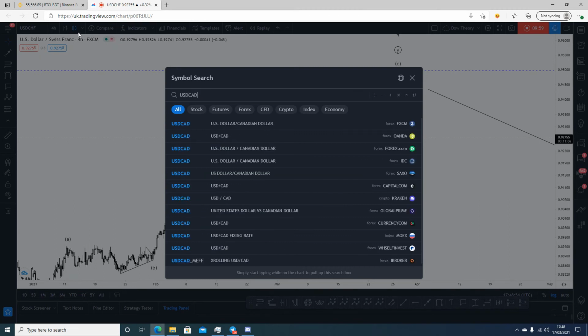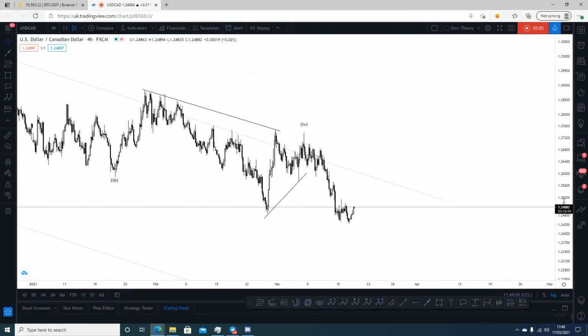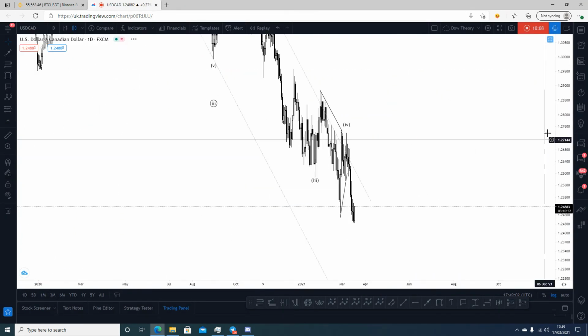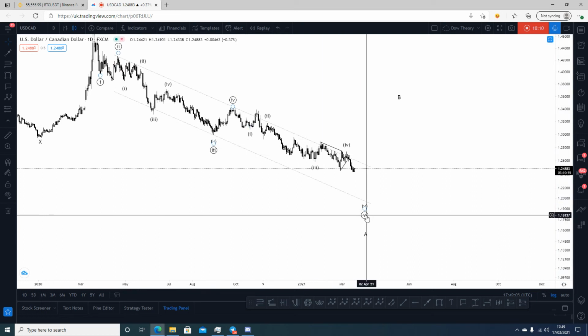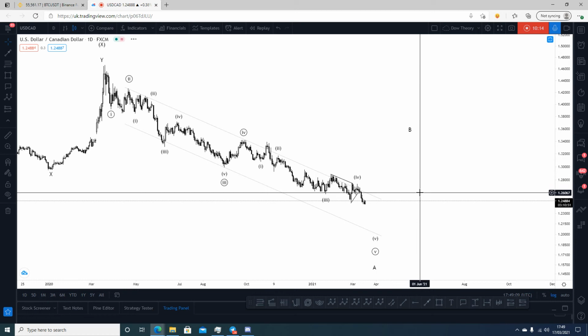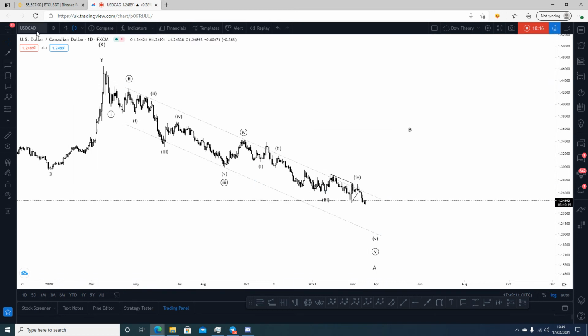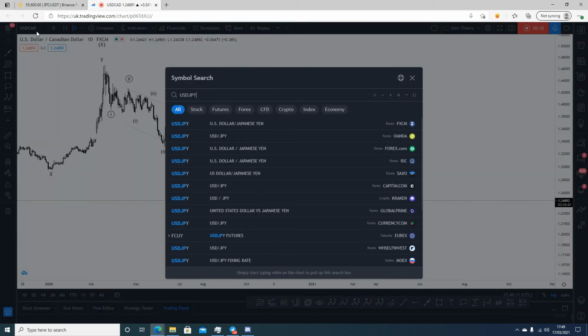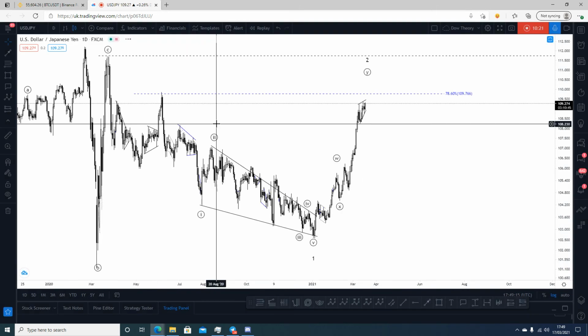We then have USD CAD, just to wrap it up. I think I did a chart on, I think it was FXCM. Again, similar perspective. I still believe we're in a 5-wave sequence, but then this would equate to maybe possibly wave A, right? We can still class this as a wave C. And last but not least, guys, we have USD JPY, right?